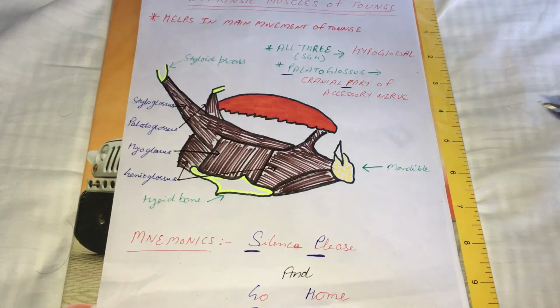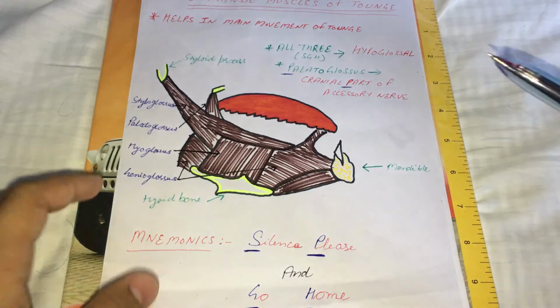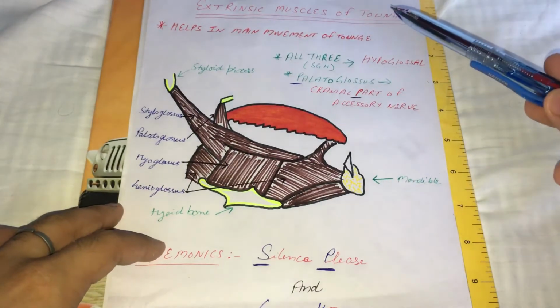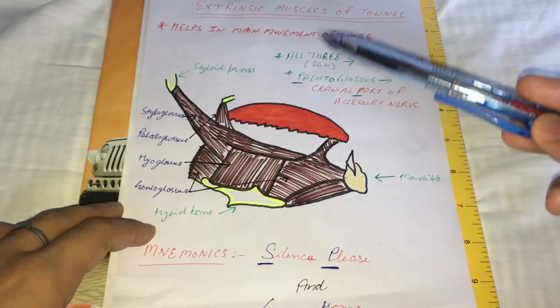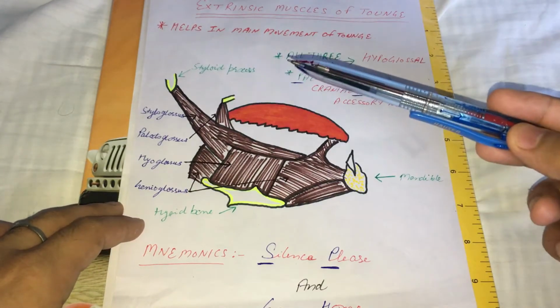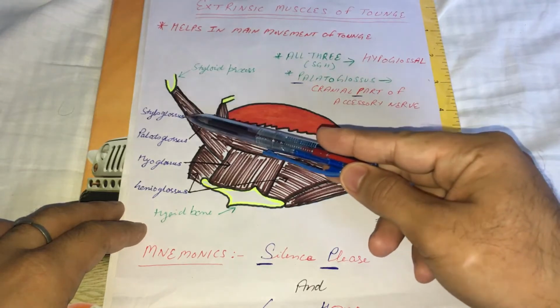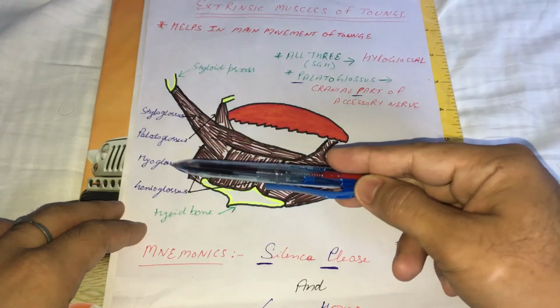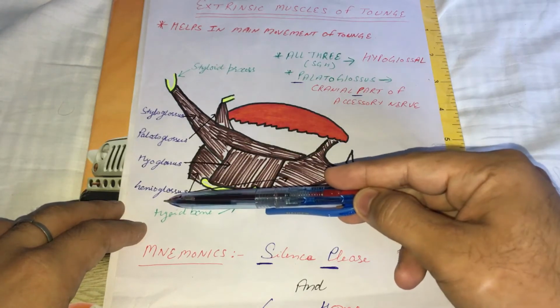In this video I will talk about the extrinsic muscles of the tongue. So basically, the main function of the extrinsic muscles is that they help in the movement of the tongue. Now coming to them one by one, there are four muscles. One is styloglossus, second is palatoglossus, third is hyoglossus, and the fourth is genioglossus.